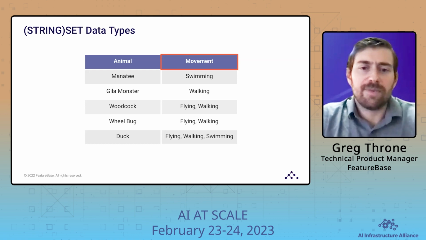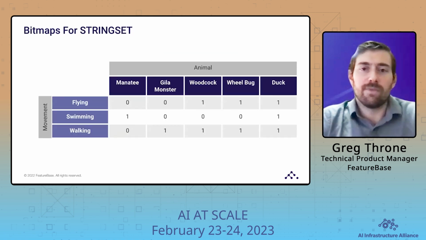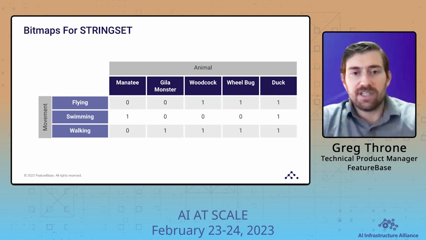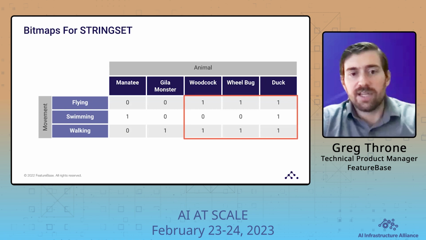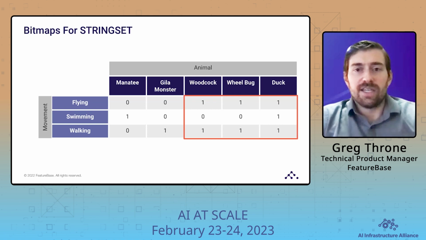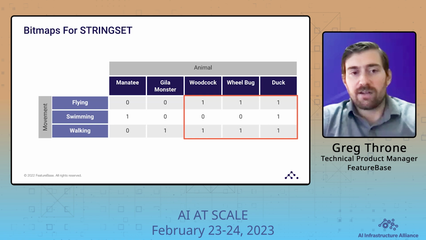I'm going to take us back to that transposed bitmap view of this information. And again, the big difference here is you can see that these animals now have multiple bits set for that same movement column. So it's really large space savings because we're not storing another record for each of those individual movement types. We're just setting one additional bit.